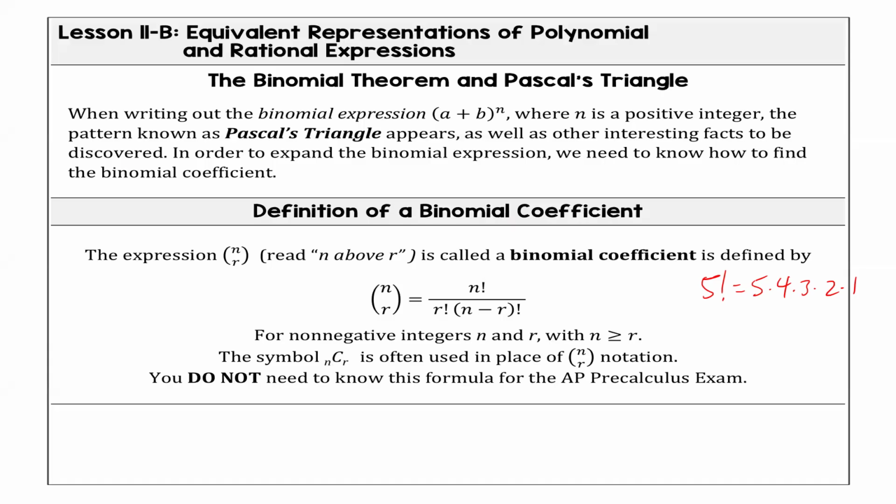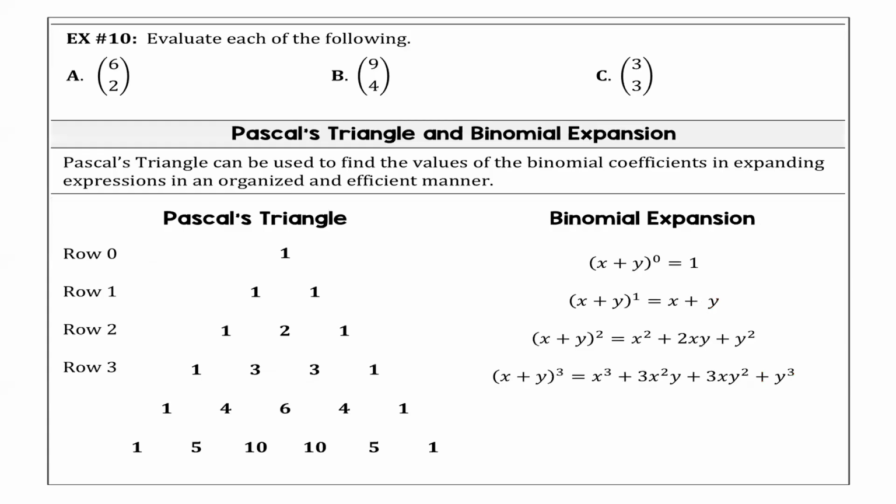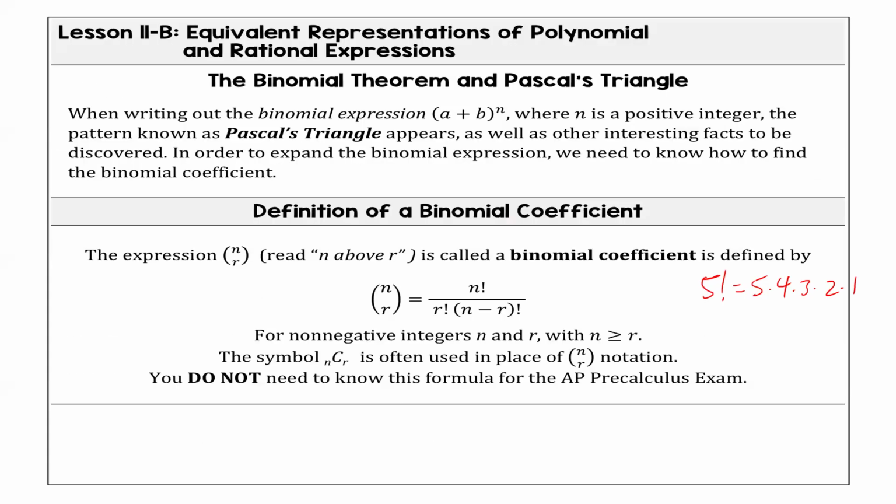So we're going to practice following this rule and using the factorial. If n equals 10 and r equals 4, then n minus r would be 6, so 6 times 5 times 4 times 3 times 2 times 1. You do the inside of the parentheses first and then apply the factorial, so PEMDAS still applies.